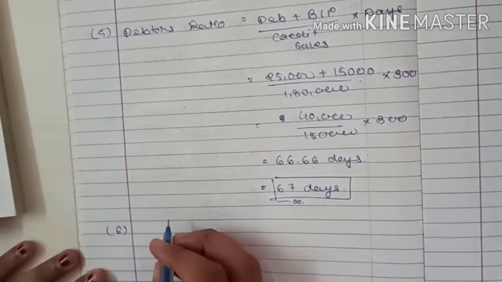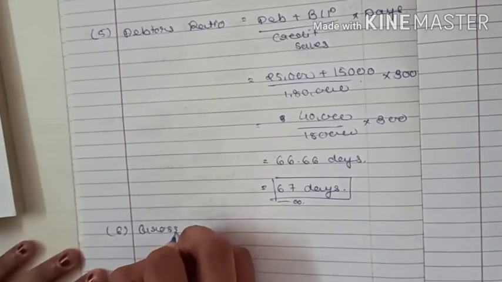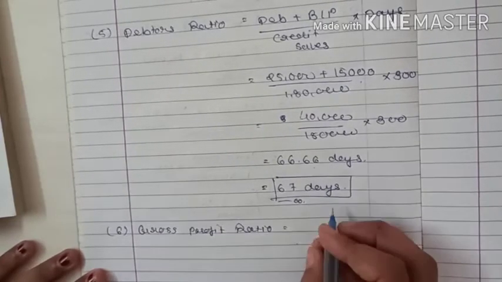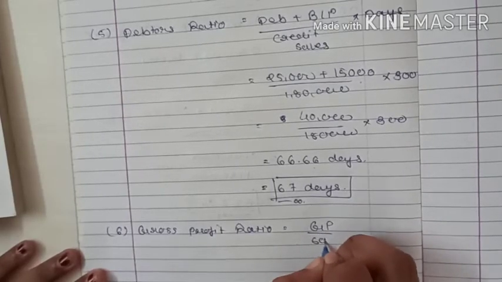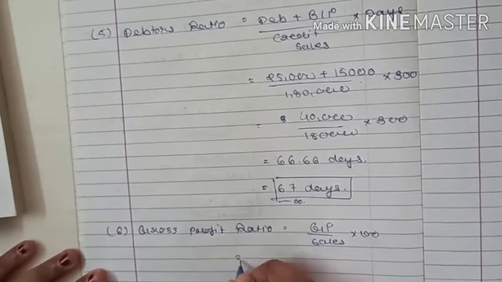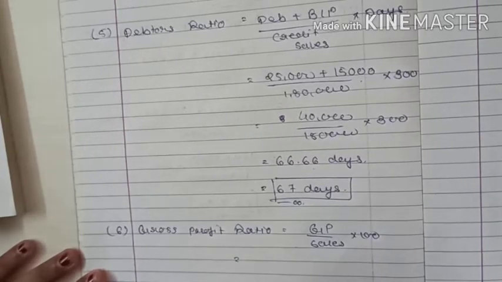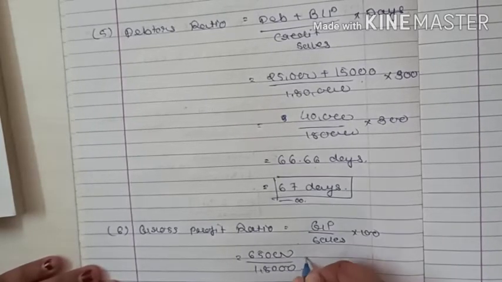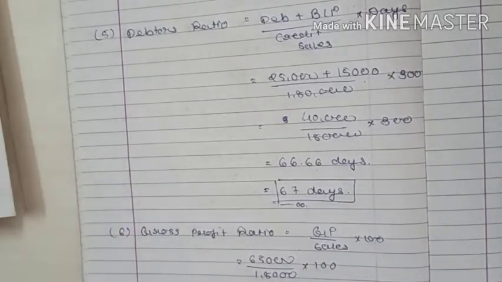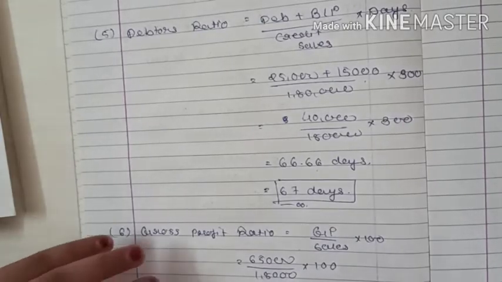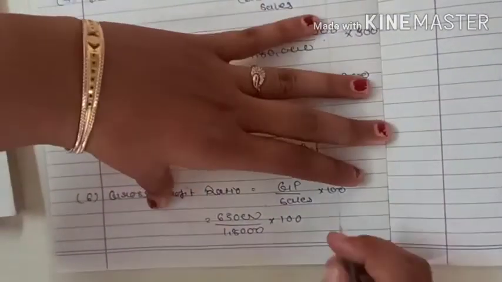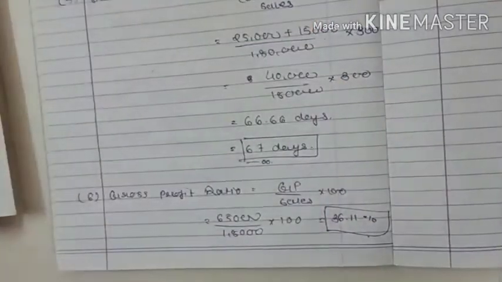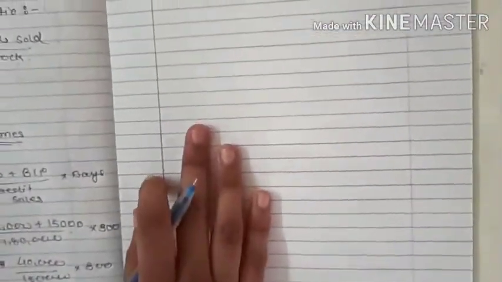Sixth is gross profit ratio. Easiest ratio: gross profit divided by sales into 100. Gross profit is given 65,000. 65,000 divided by 1,80,000 into 100. What will be the answer? The answer will be 36.11%. So 36.11%. Right?